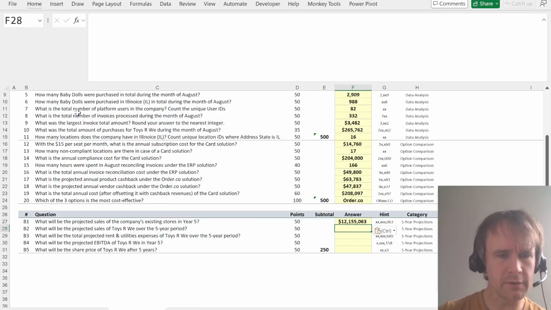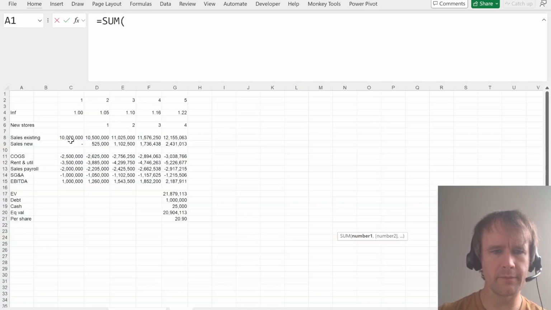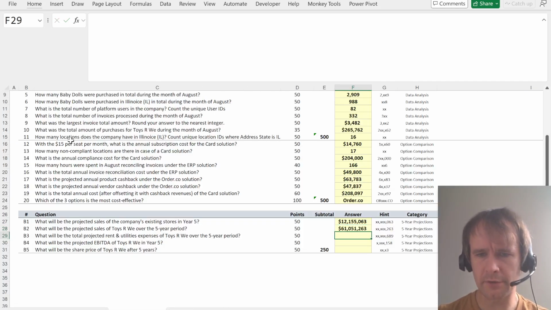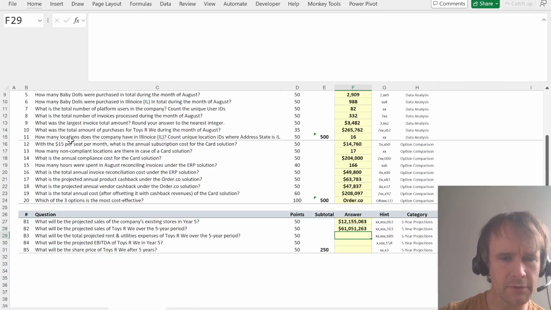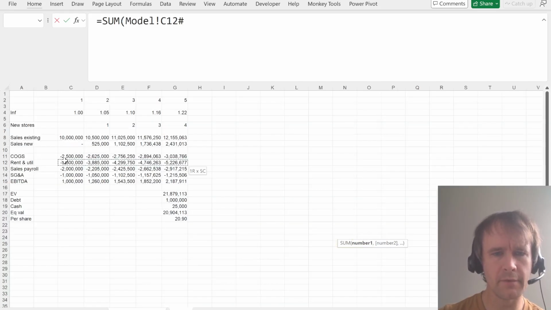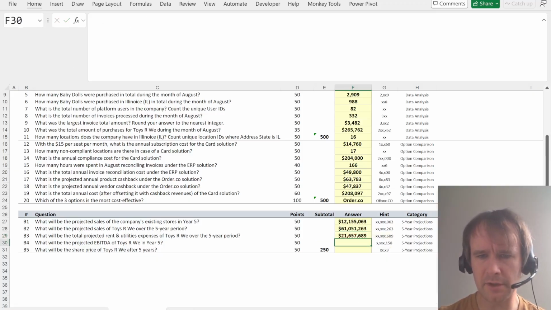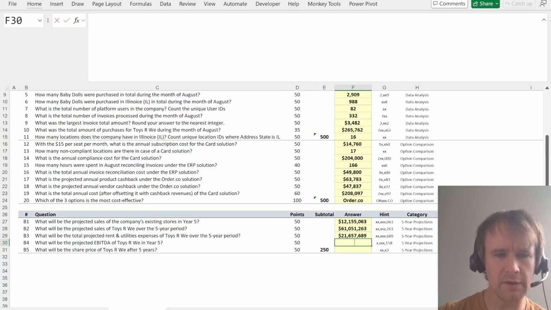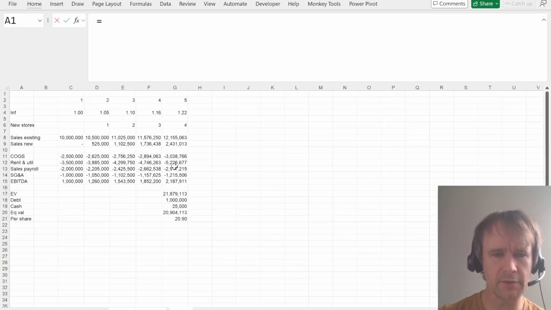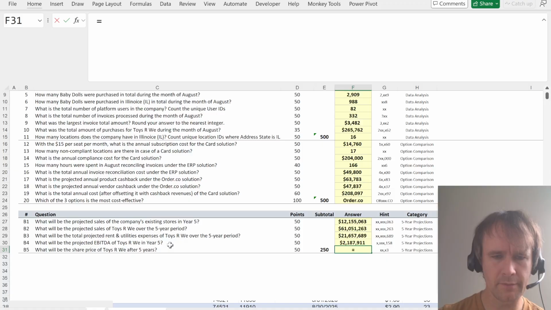And it's already linked. Total projected sales. That's including both. And it should end in 263, and it does. What are the total projected rent and utilities? Yeah, I keep going the wrong way. That's not supposed to be negative, so let's make it positive, but 689, yes. Projected EBITDA in year 5. I keep going the wrong way. And the share price. 20.9.